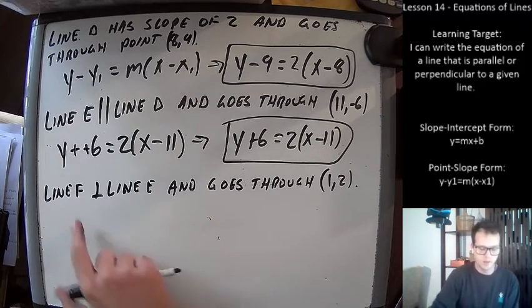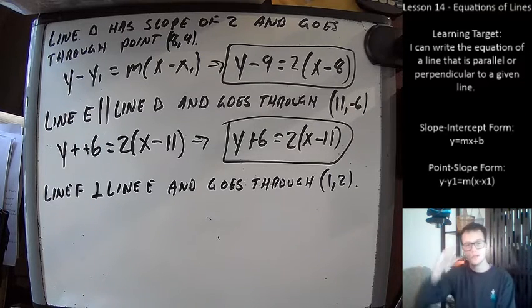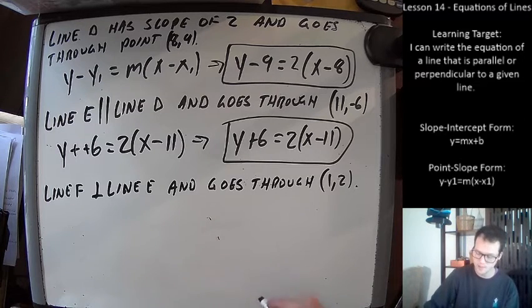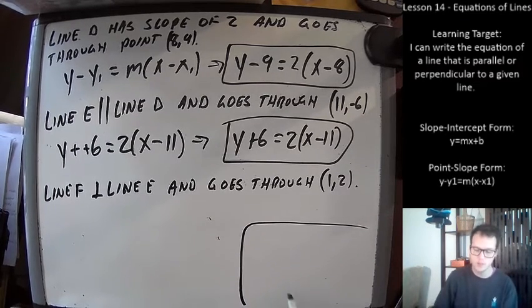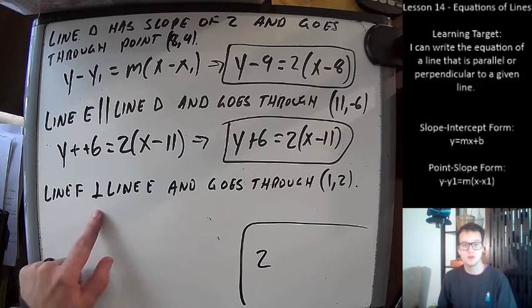Okay, here's our last one. Line F is perpendicular to line E, and it goes through this point 1, 2. So same thing, it's going to be point-slope form. The only thing here is we actually have to find the slope this time. Again, let's do some work on the side here at the bottom. So if we had a slope of 2, that's the slope of lines D and E, and we're trying to find the slope of F, which is perpendicular to 2.